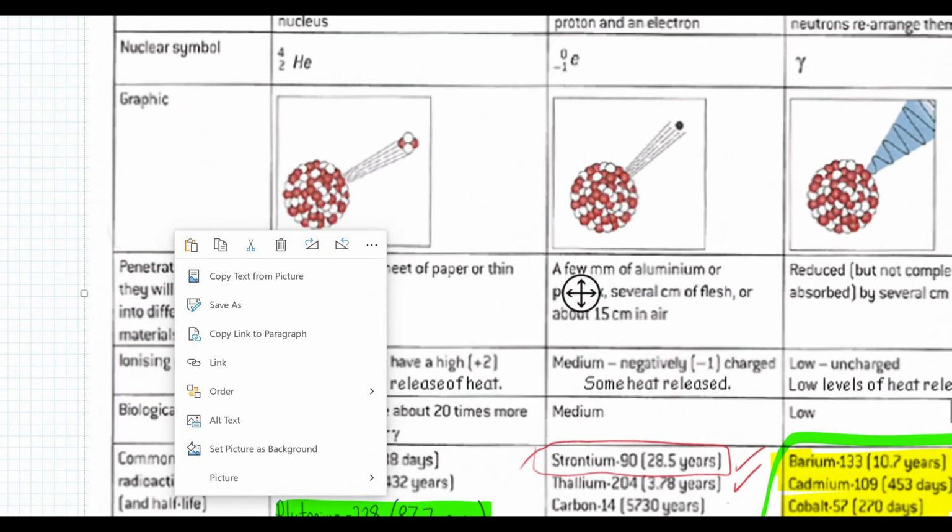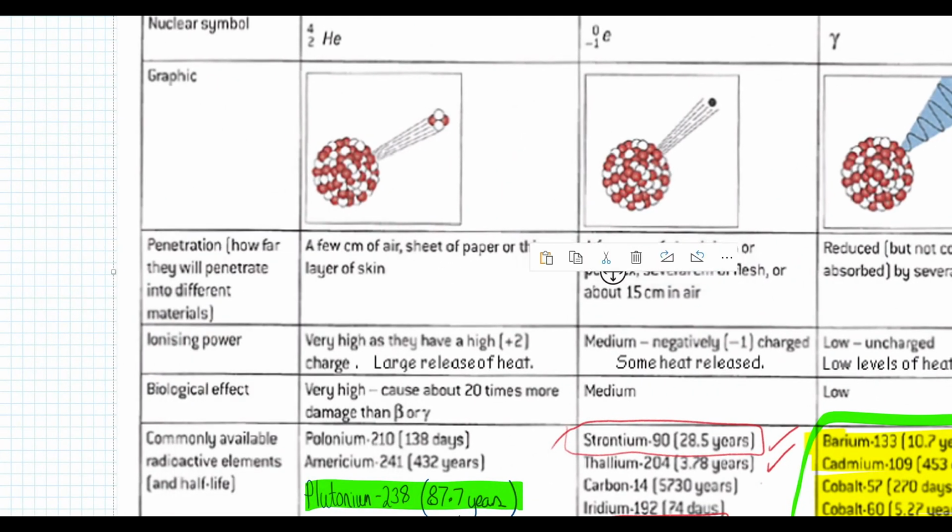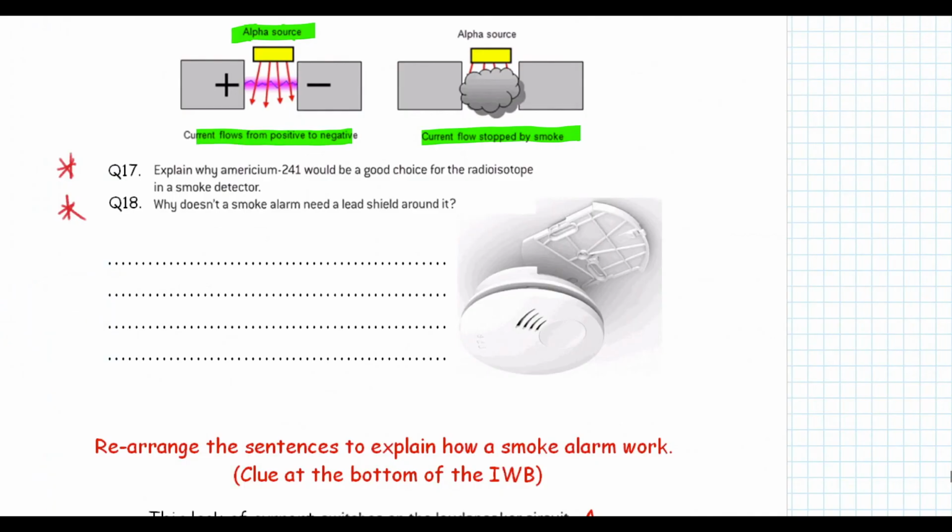So you can see from the table again, americium here, 241, has got a half-life of 432 years. So it's going to last a long time. And also, it's an alpha emitter. Question 17, remember, the answer is it's an alpha emitter with a long half-life.